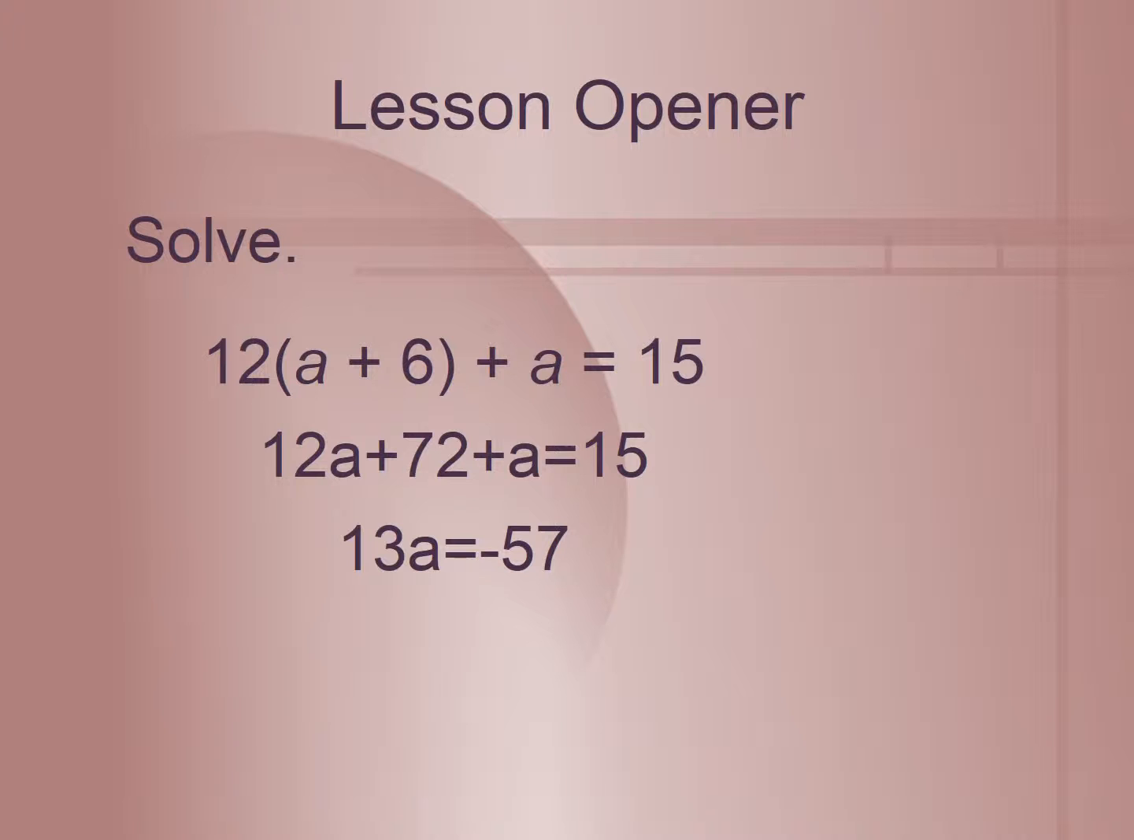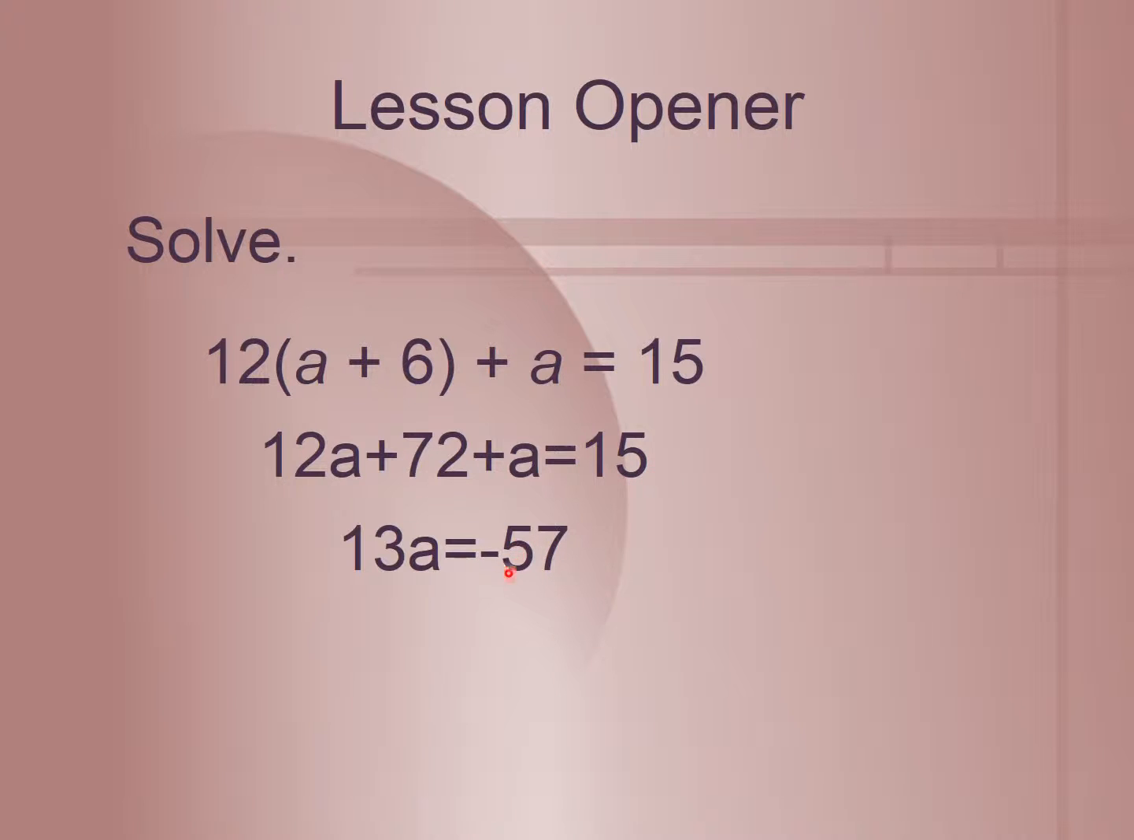All right, let's take a look at this next problem. This is 12 parentheses a plus 6 parentheses plus a equals 15. So to simplify this equation, we're going to eliminate the parentheses by distributing the 12. So 12 times a is 12a. 12 times 6 is 72. So now we have 12a plus 72 plus a is equal to 15.